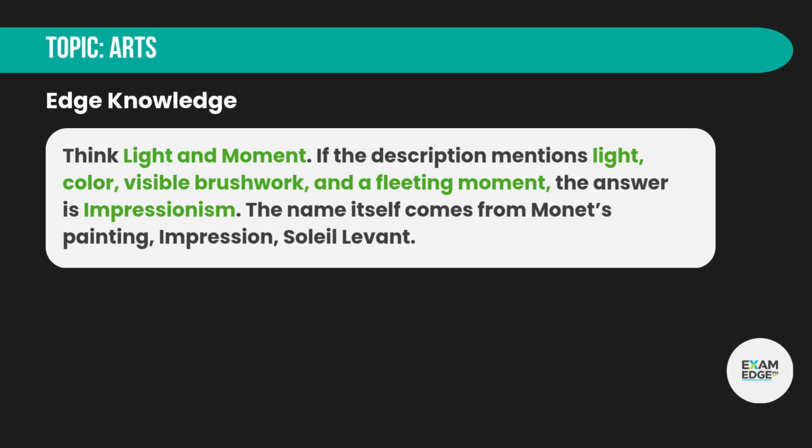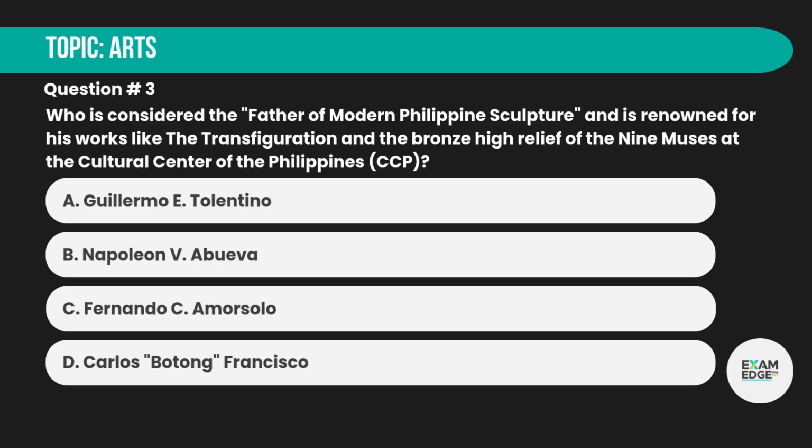Edge knowledge. Think light and moment. If the description mentions light, color, visible brushwork, and a fleeting moment, the answer is Impressionism. The name itself comes from Monet's painting, Impression, Soleil Levant. Question number 3.